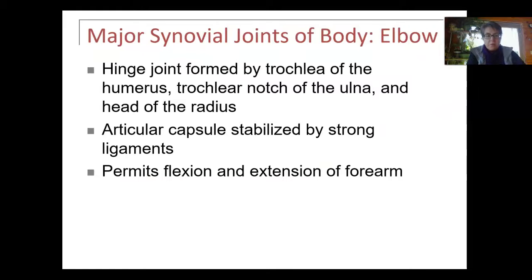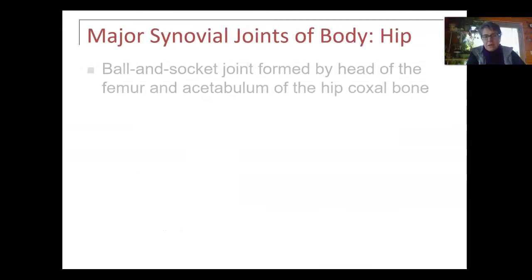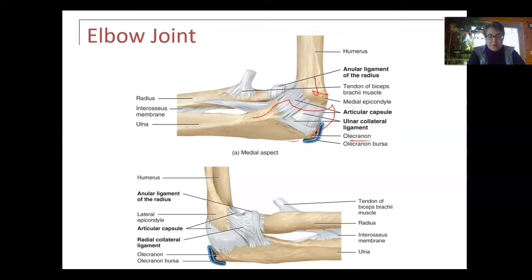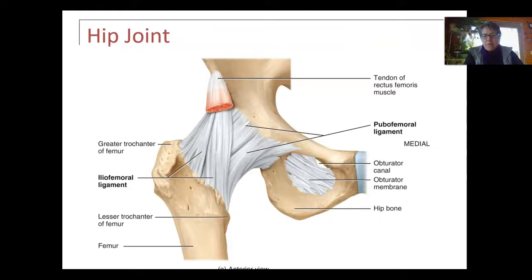Okay, so the elbow is a pretty deep joint, because we saw that notch in the ulna where the humerus locks in. You can't really see it here, but you had the humerus locking into that trochlear notch, and then you have the olecranon process, which permits flexion and extension.